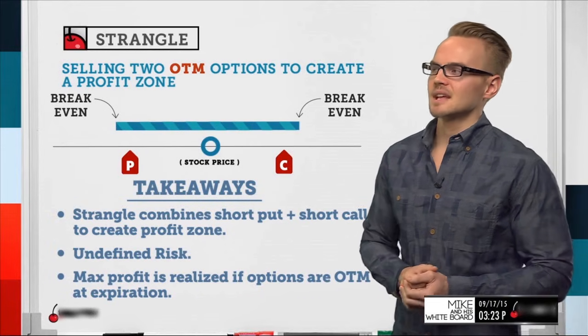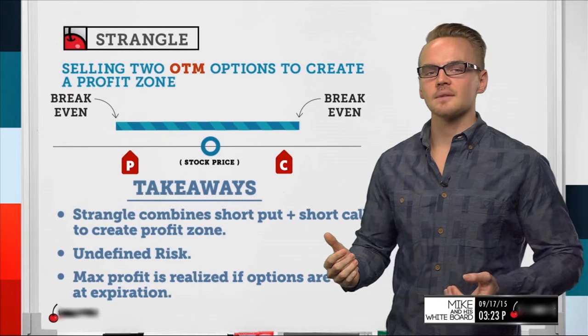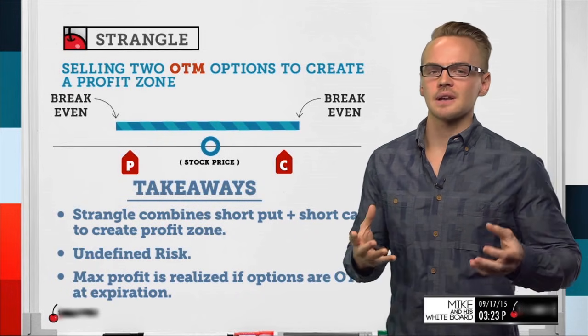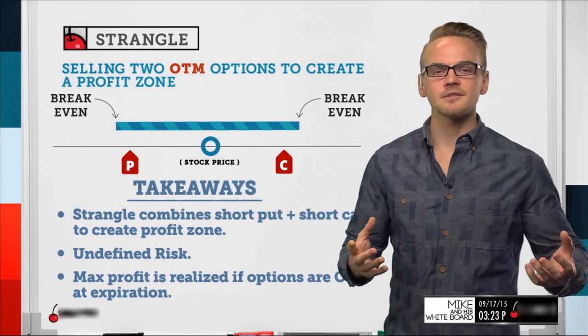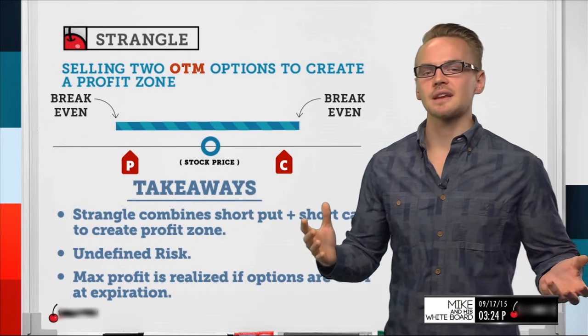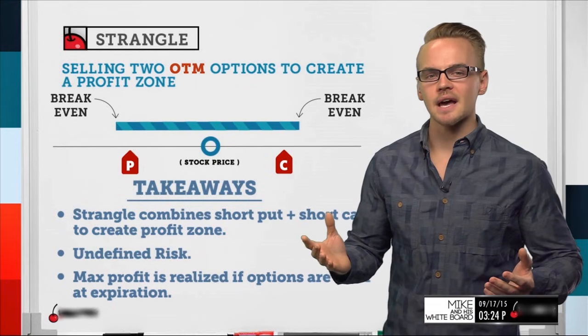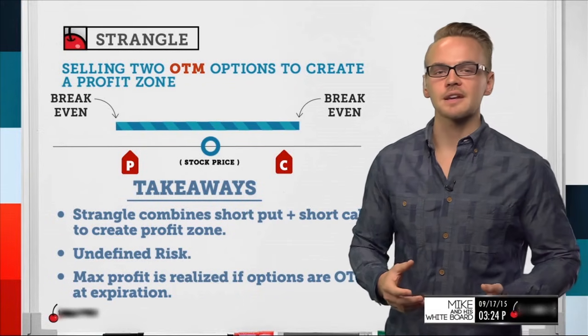One key takeaway is that this is an undefined risk trade, and that's because we have a naked call and a naked put. While stocks can only go to 0, so theoretically a naked put is still defined at 0, a naked call is undefined because a stock price can go to anything. It could go from 20 to 80 overnight. There's no cap on the upside in terms of where a stock can go, so this is considered an undefined risk trade.